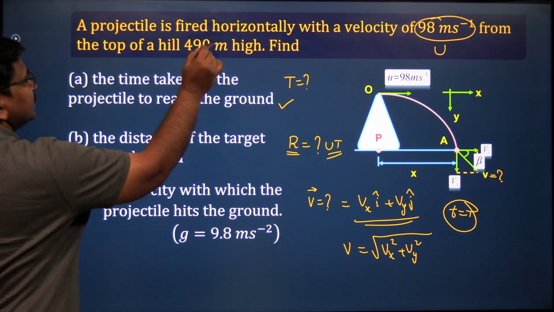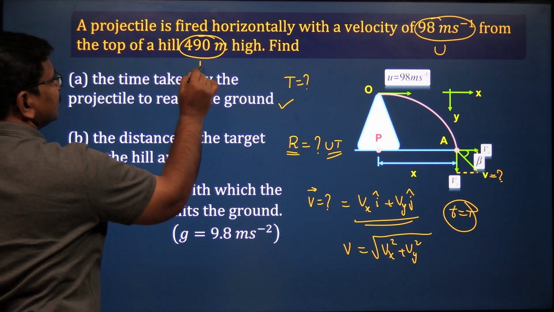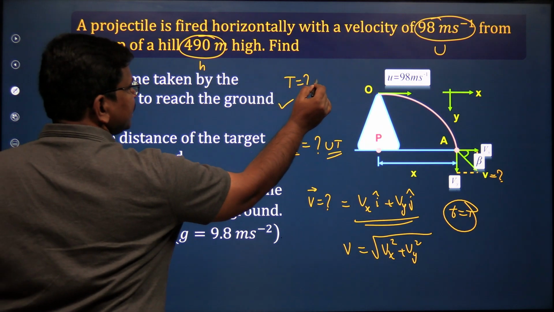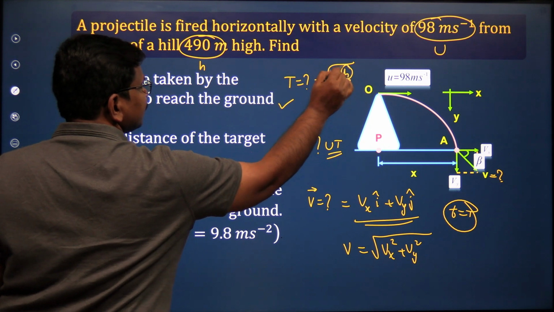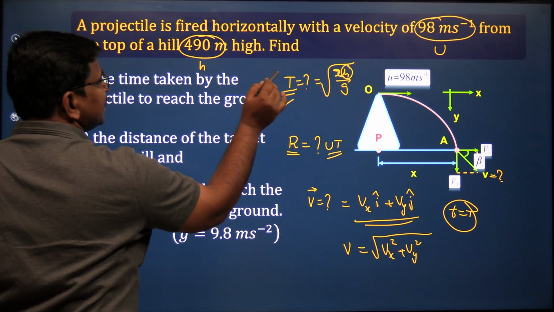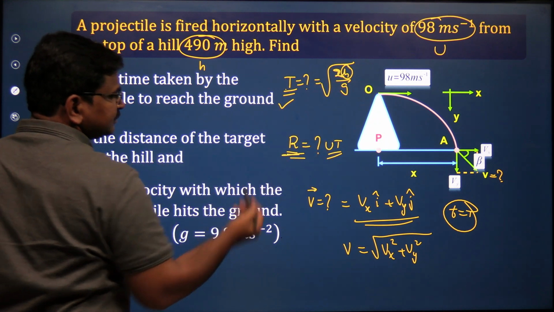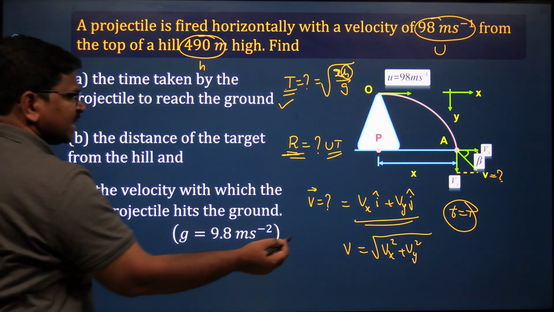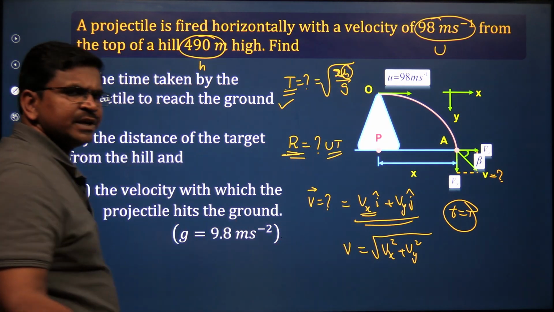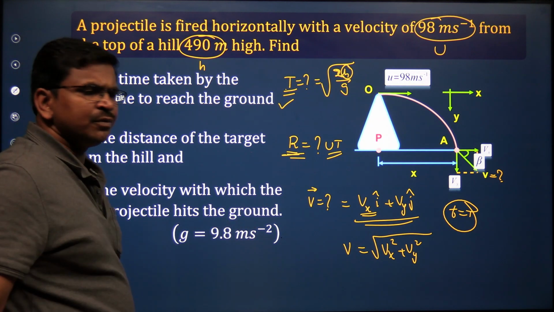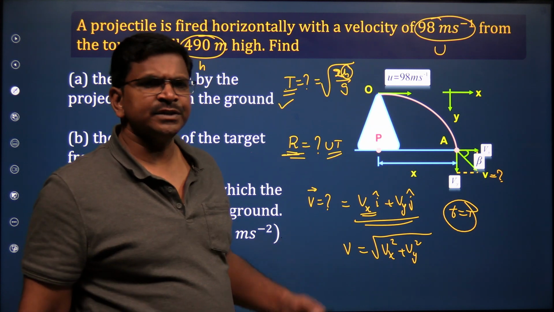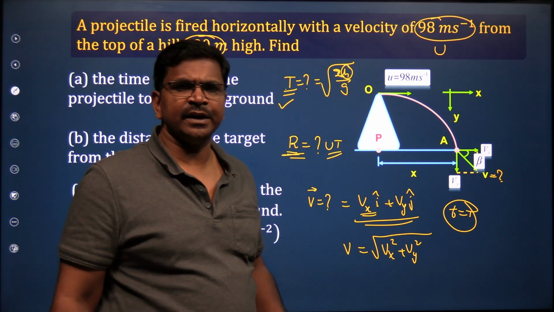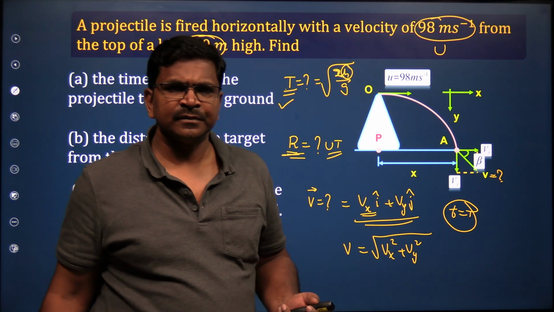And h is available here. And to find out the t, we want square root of 2h by g. So 2 is given here. From this, t will come, and from t and u, r will come. Yes. From the basic approach, Vx is equal to uxt plus half axt square. Ax is 0. So Vx is equal to u plus at, that is u only. u is given as 98. And Vy is gt. Yes.